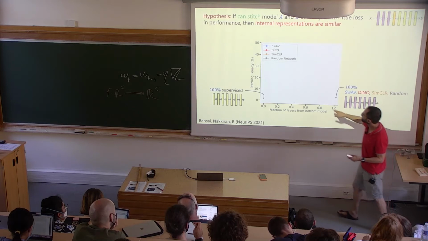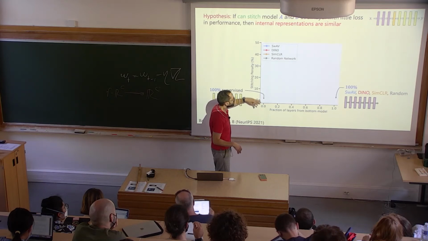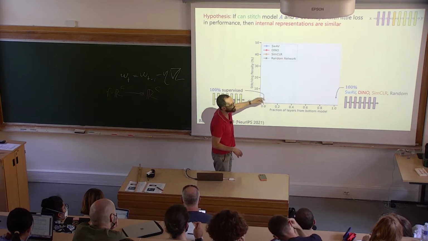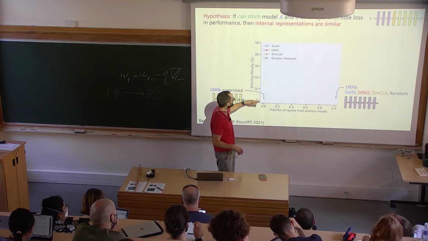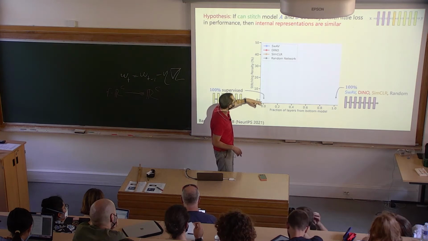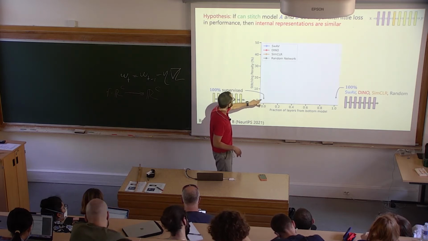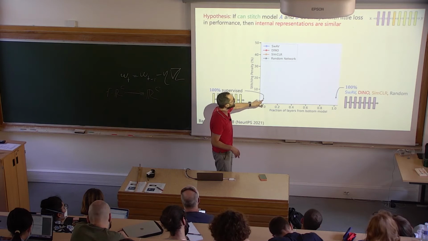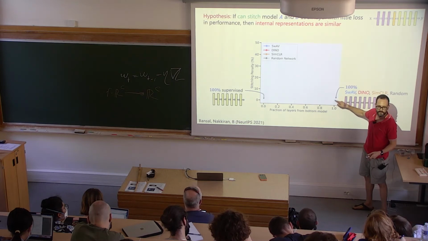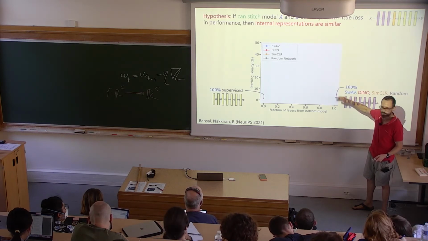This is not performance, but rather the difference in performance from the baseline. Typically the self-supervised models do slightly worse than the supervised ones. Zero means as good as the original supervised model. If you are 100% supervised, you will be at zero. And if you are 100% self-supervised, depending on the particular model, you'll be somewhere like 2% or 3% above zero. So this is how much you lose from the baseline of the supervised model.